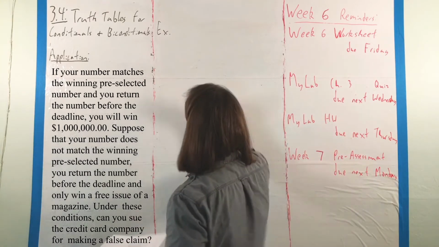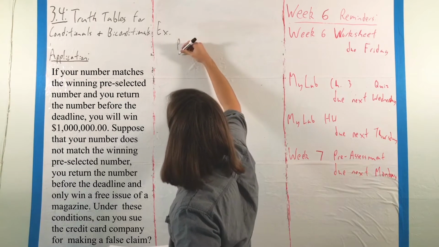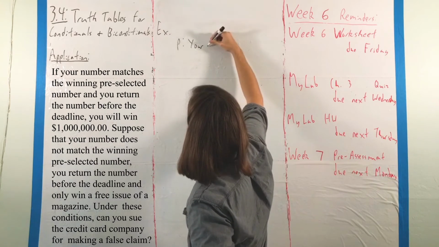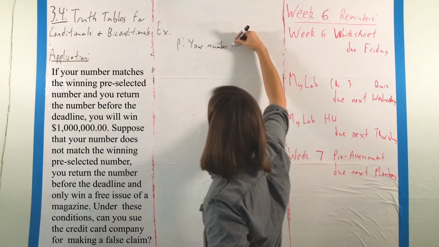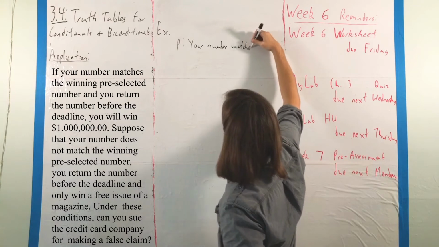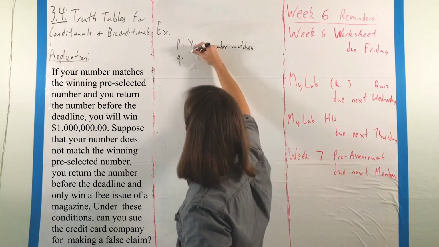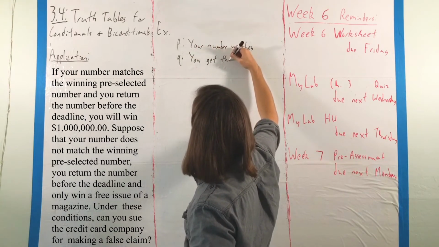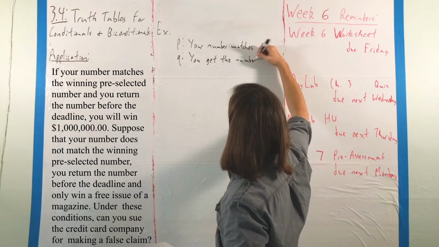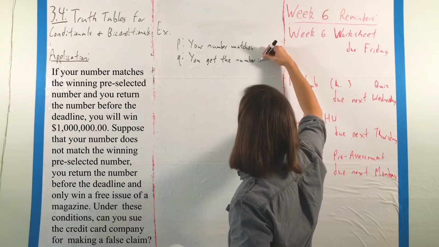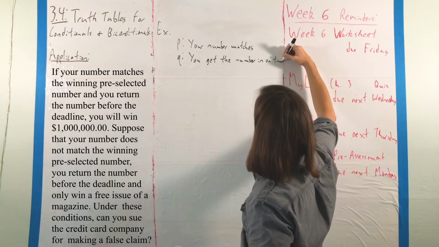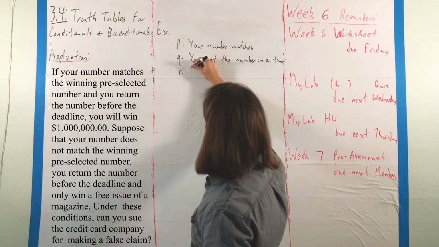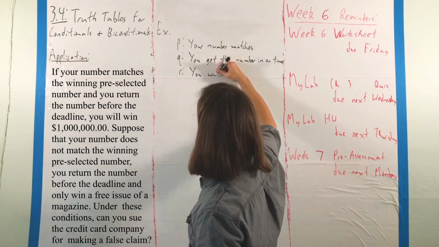So let's start by setting our notation. We're going to say that P is the statement that your number matches. Technically, it's a statement that your number matches the winning number, but I'll be a little bit brief. Q is the statement that you get the number in on time. That is, you send it in before the deadline. Then finally, R, that's the big one. You win the $1 million.